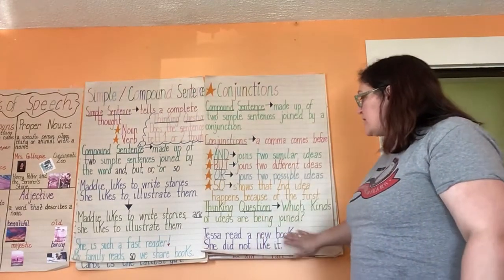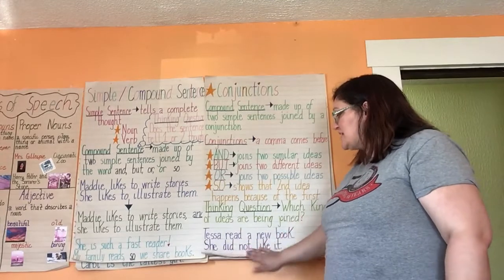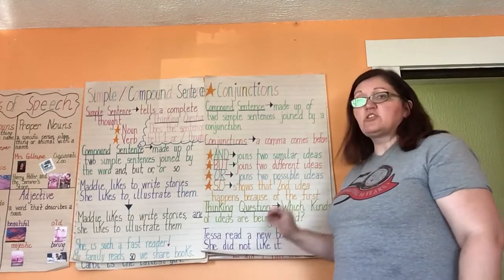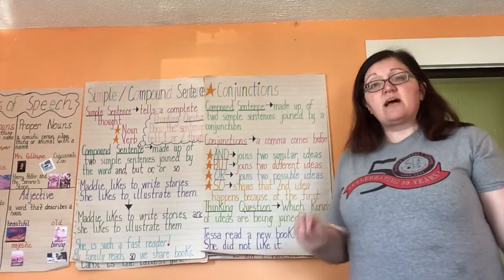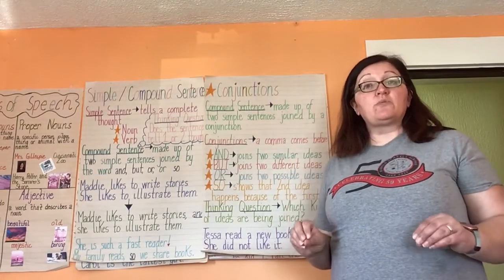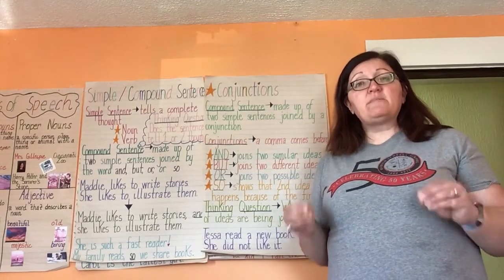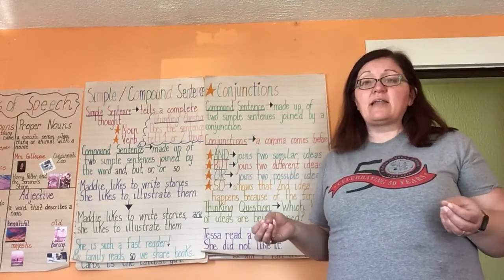Okay, so here's an example though. Tessa read a new book. She did not like it. Now here's the tricky part about conjunctions. Sometimes there is more than one that makes sense. Now usually with conjunctions there's one that's the best choice, right? But sometimes more than one can kind of sound okay.